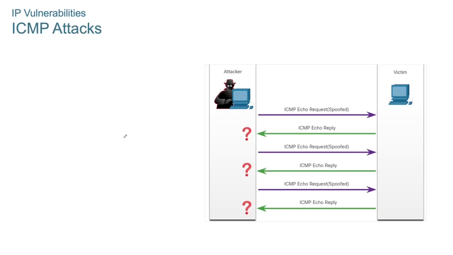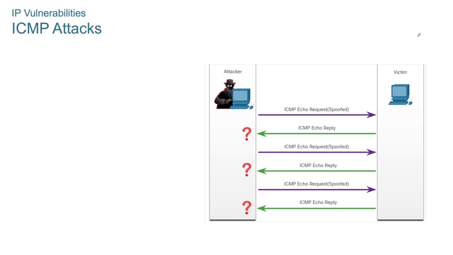See here, there is an attacker and there is a victim in this case. The first one is the ICMP attack, as we said. Why do we use ICMP packets in the network? It is basically used to ping the destination side, to check whether it is reachable or not reachable.